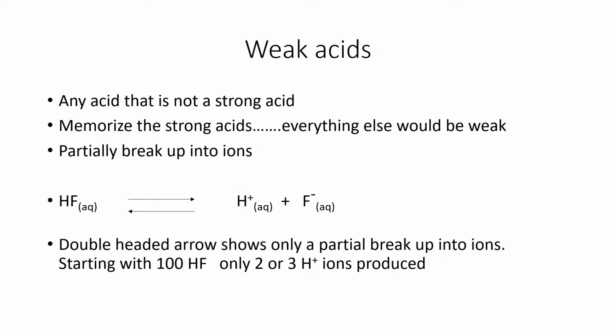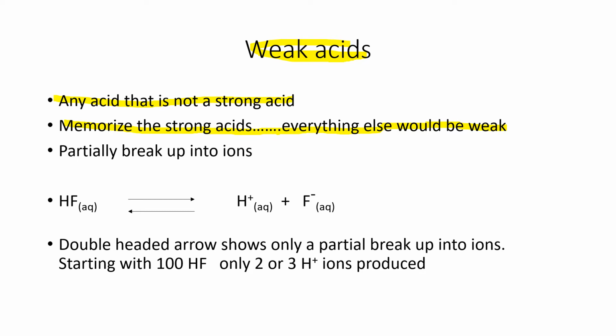We can also have weak acids. The easiest way to identify those is to recognize that something's an acid and then see if it's on that list of those 6 strong acids. If it's not on that list of the 6 strong acids, then it's going to be a weak acid. So we want to memorize those strong acids because everything else will be weak. We don't want to memorize billions of different weak acids. It's much easier to memorize the 6 strong acids and then recognize that those that are not strong must be weak.